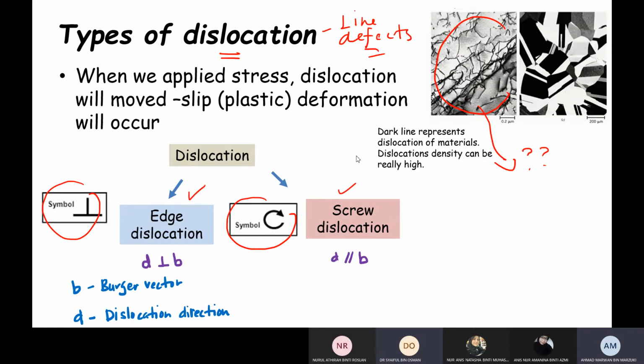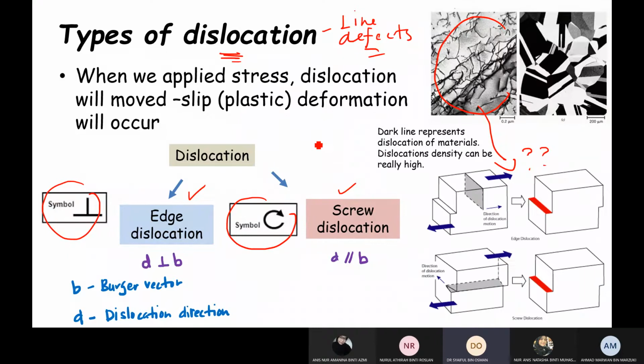Okay, that is the reason why we call this a line defect, because it appears as a line. So this is what we call a dislocation. And also this line, they propagate throughout the material along a different dislocation line. So what we can see, for example, in the figure here, is that when the line appears to be darker, the density of dislocation is very high.